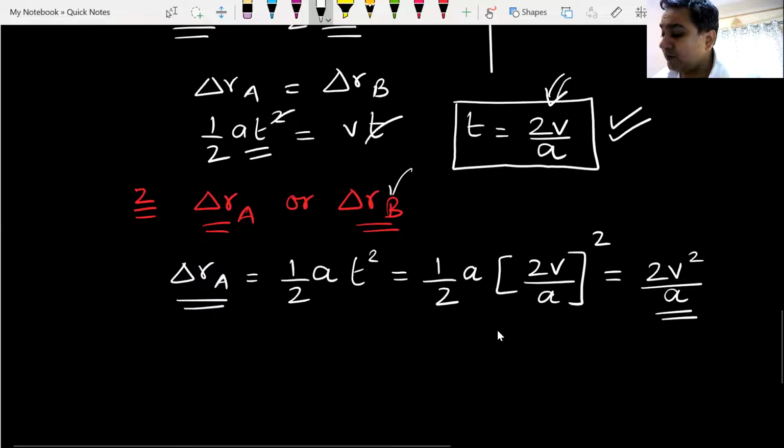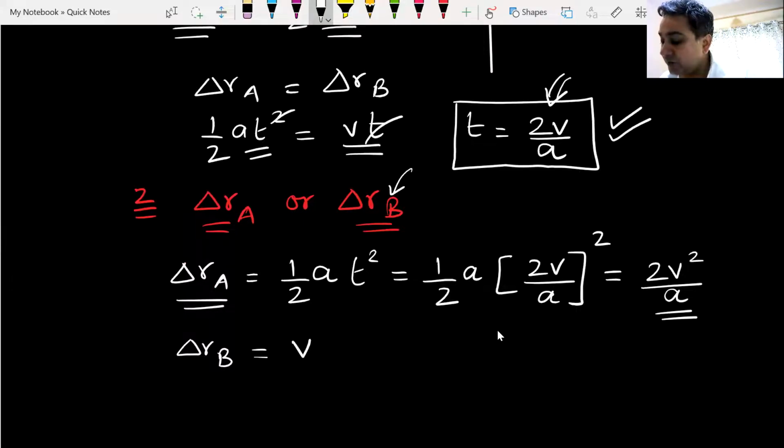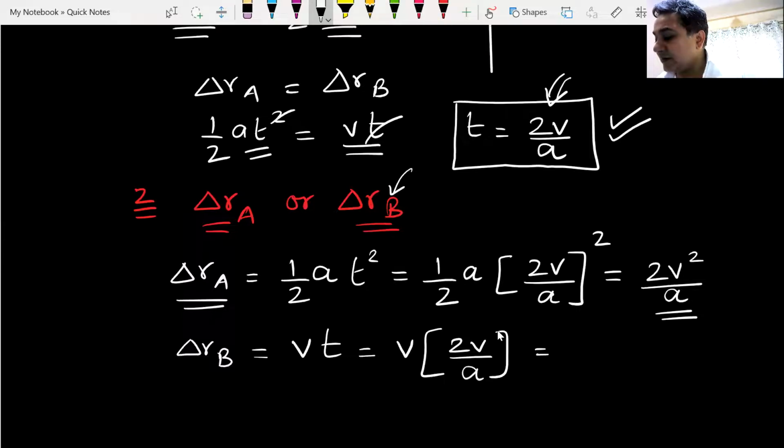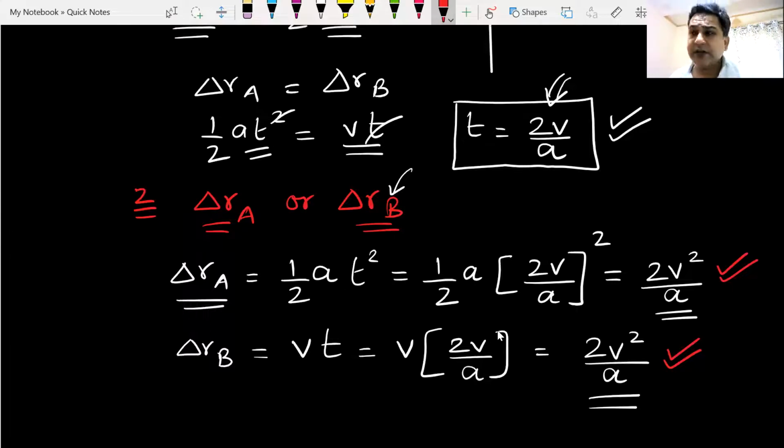Or you can find out the displacement of B and also check. Displacement of body B will be V multiplied by T. Just put the value of T in this equation. The value of T is 2V by A. So you calculate it from this equation also. Your answer will be coming same. Look at this answer, displacement of body A, or look at this answer, the displacement of body B. Both are same. They should be same and they are coming same.